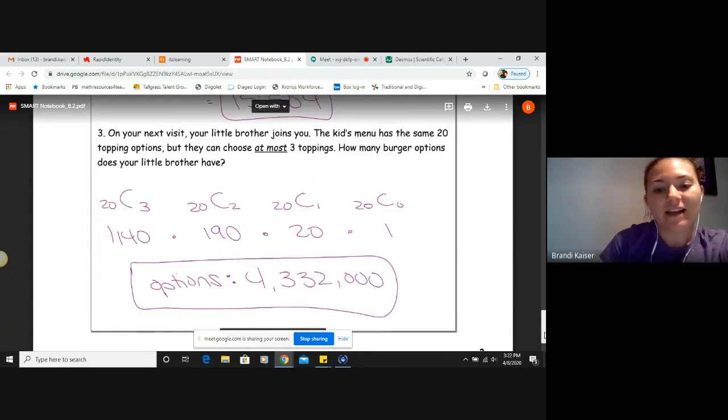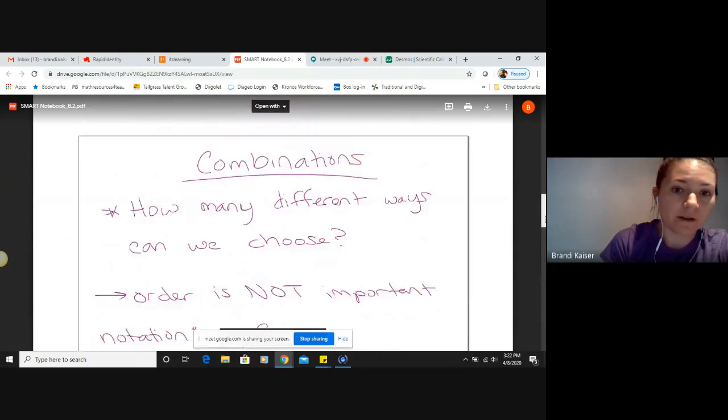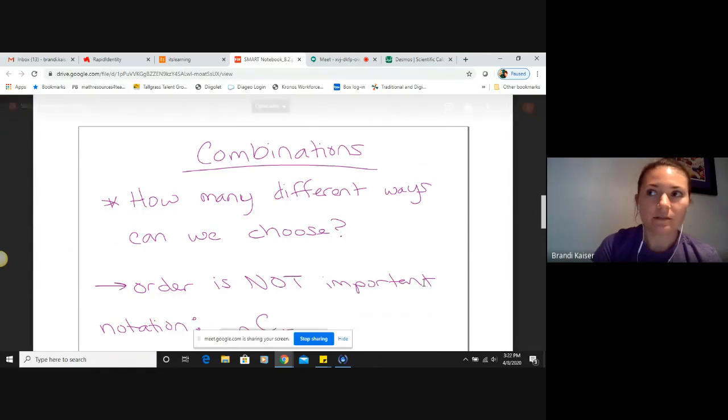All right, but that kind of takes us back to our number of how we're choosing things and how we're getting those choices. So remember, combinations is what's going to happen when order is not important. Permutations are when order is important.